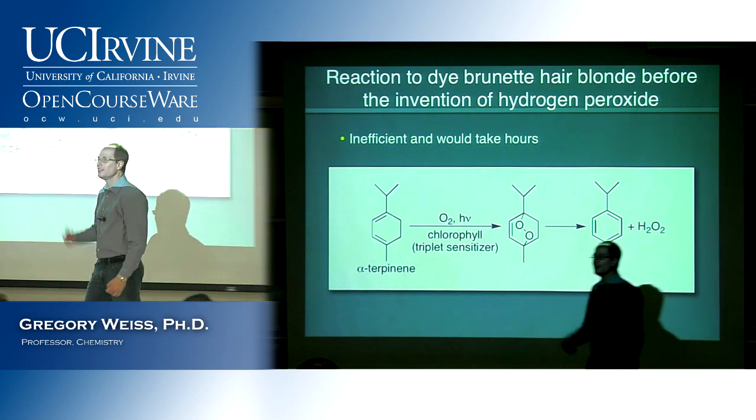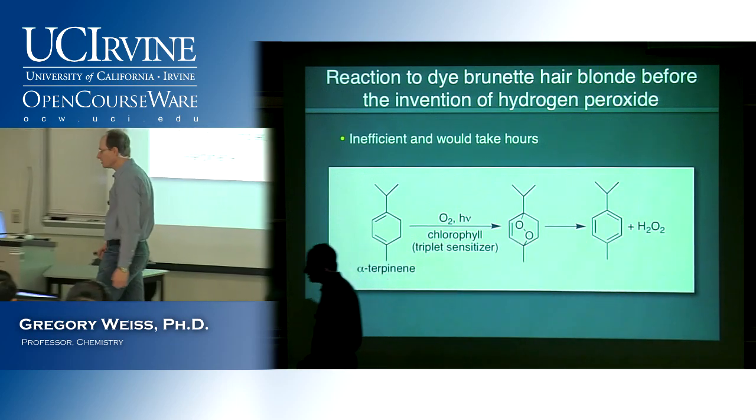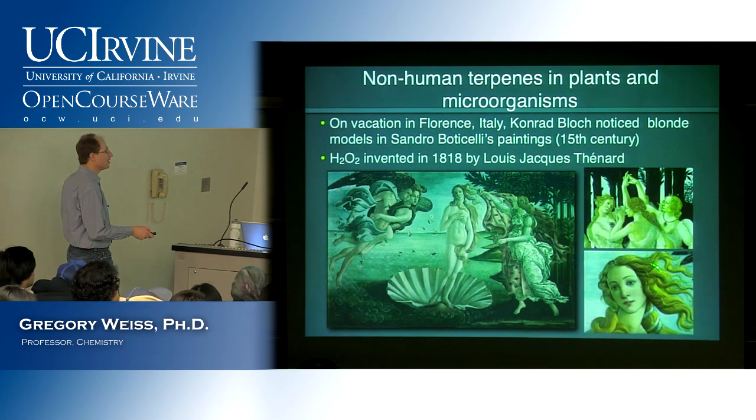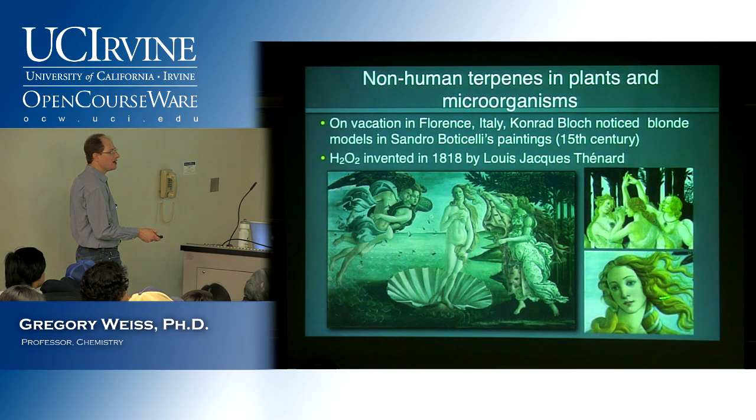Hydrogen peroxide can then dye the hair kind of a blonde color. This is not exactly blonde, but it's certainly honey blonde, right? And the process might take a really long time, but the results were fashionable back then.